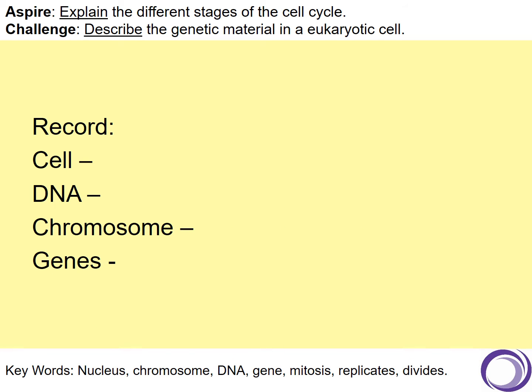So I want you to record what you think a cell is, what you think DNA is, chromosomes and genes. I've just gone through them. You're in a very lucky position. If you're struggling, just take the video back and listen to me again. I'll give you, let's see, there's four there. So I'll give you 4 minutes to try and come up with a definition for what a cell is, DNA, chromosome and genes. Off you go.